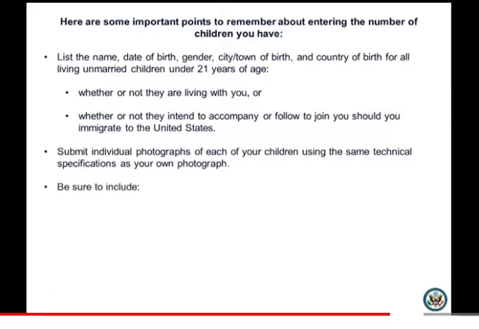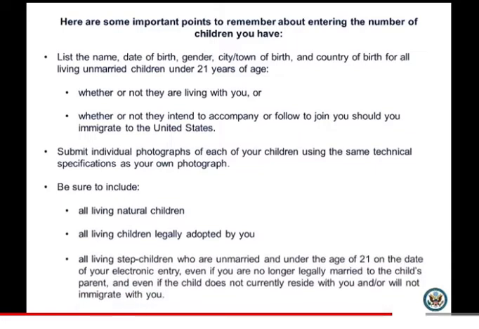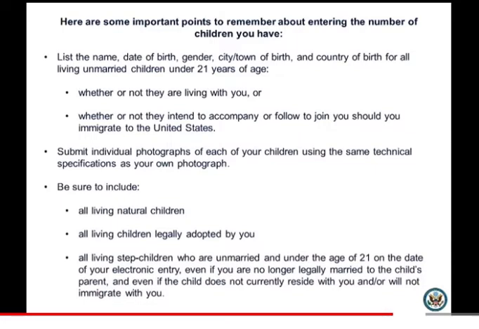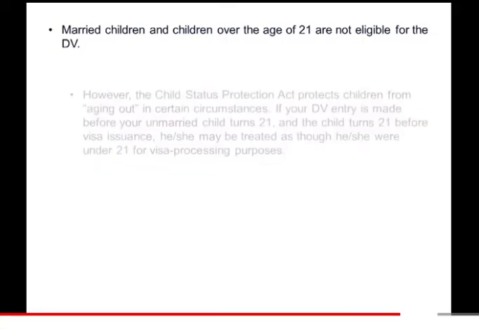Be sure to include all living natural children, all living children legally adopted by you, all living stepchildren who are unmarried and under the age of 21 on the date of your electronic entry, even if you are no longer legally married to the child's parent, and even if the child does not currently reside with you and/or will not immigrate with you. Married children and children over the age of 21 are not eligible for the DV.